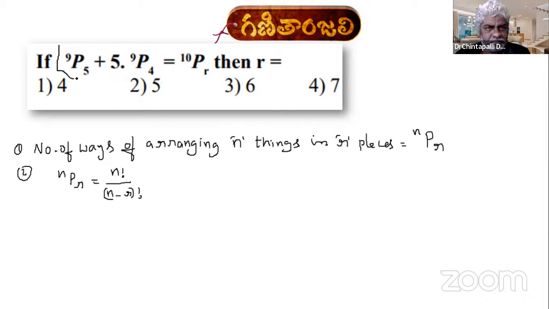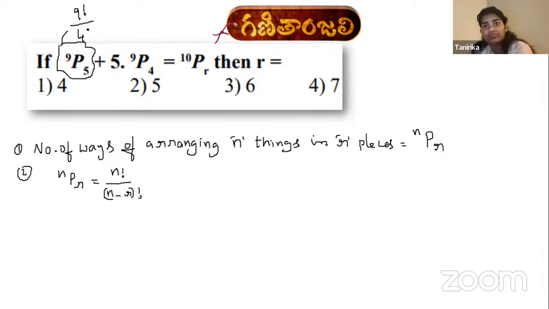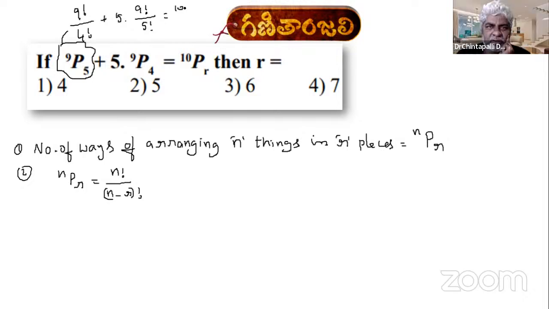Now, 9P5. What is 9P5? 9 factorial by (9 minus 5) factorial, that is 9 factorial by 4 factorial. Plus 5 times 9P4. What is 9P4? 9 factorial by 5 factorial. The formula is n factorial by (n minus r) whole factorial.